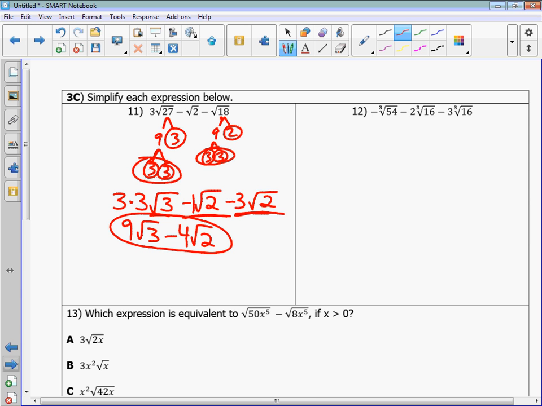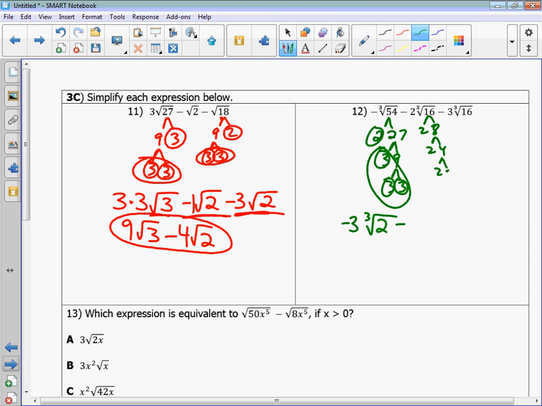Number 12. So let's simplify. Negative is the cube root of 54. 2 and 27. 3 and 9. 3 and 3. It's a cube root, so I need groups of 3. 3 threes. That'll come out as negative 3 cube root 2 minus 16, 2 and 8, 2 and 4, 2 and 2. There's a group of 3 2's, so that'll come out. There's already a 2 on the outside multiplied by the 2 from the grouping, and there's cube root of 2 left over.